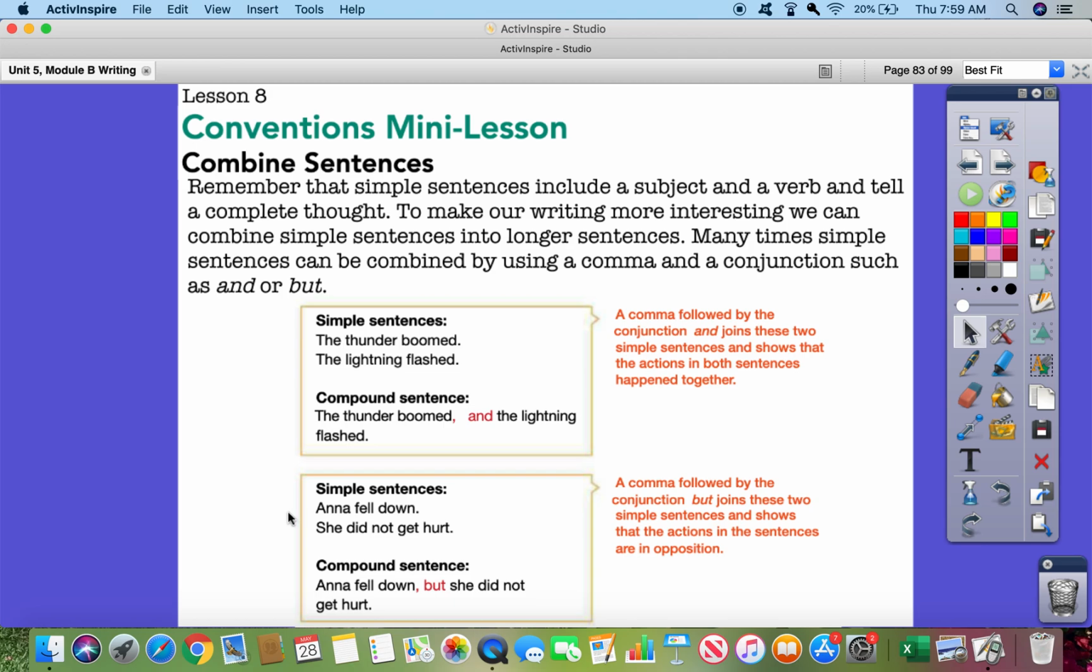Simple sentences: Anna fell down. She did not get hurt. The compound sentence would be: Anna fell down, comma, but she did not get hurt. A comma followed by the conjunction but joins these two simple sentences and shows that the actions in the sentences are in opposition. Opposition means that they go against each other, opposite.